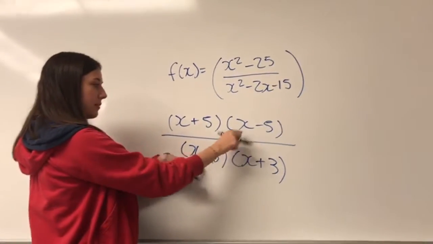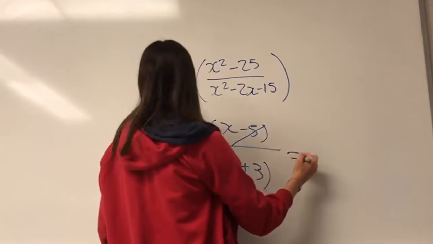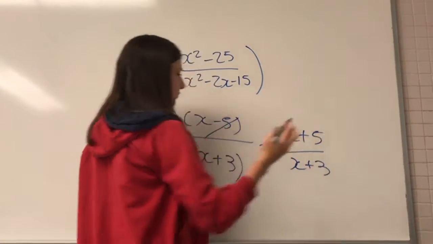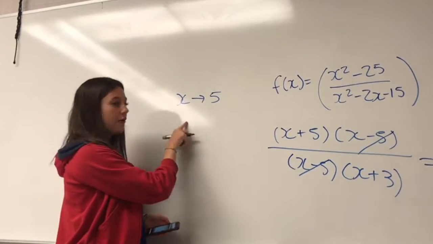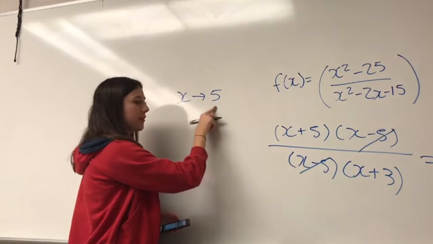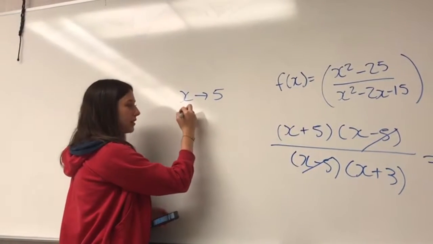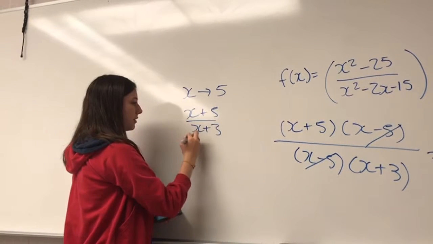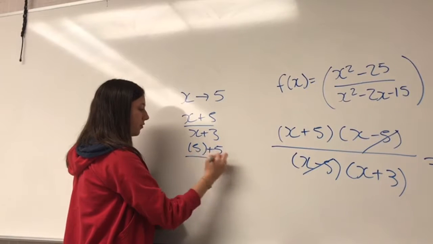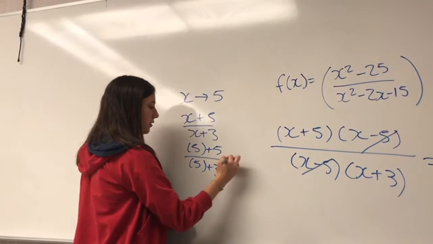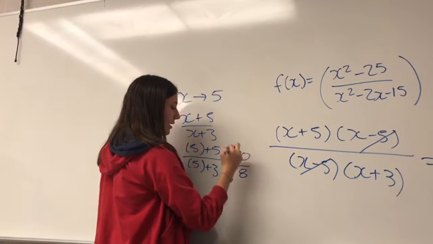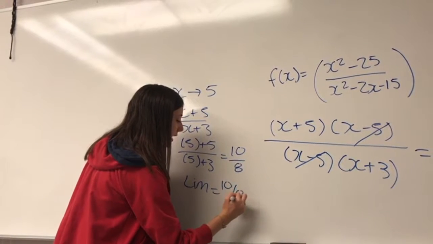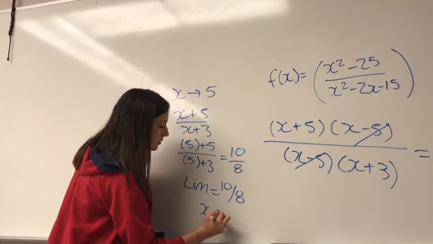Then, since these two are the same, we can cross them out, and we will be left with x plus 5 over x plus 3. Then we have that x is equal to 5, so we plug this 5 into our equation. Since it's x plus 5 over x plus 3, we will be left with 5 plus 5 over 5 plus 3, which is 10 over 8. So our limit will be 10 over 8 when x equals 5.